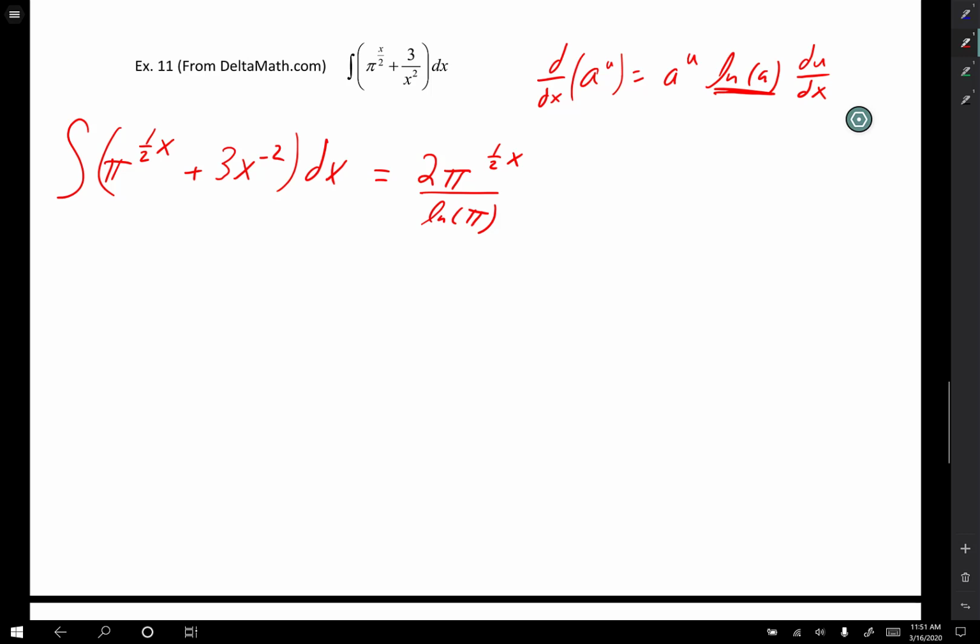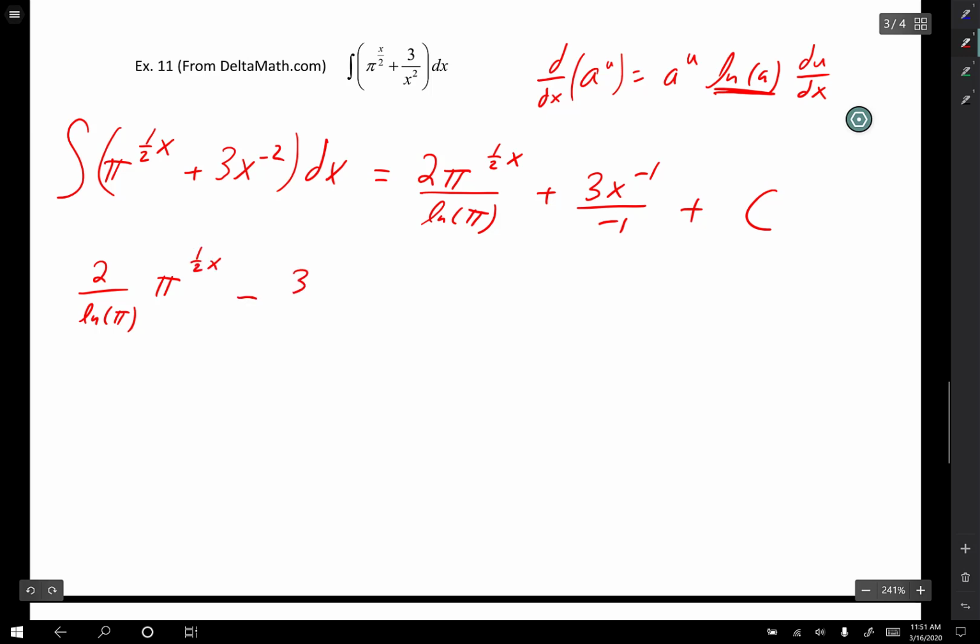We're not done. We're not done. In case you're thinking, oh, we're done, no, we're not. The antiderivative of this guy is going to be, let's see, plus 3x to the negative 1 divided by negative 1. And then you have to put the plus c. So now let's write everything nice and neat: 2 over ln of pi, all that's a constant there, pi to the 1/2 x minus 3 over x plus c.